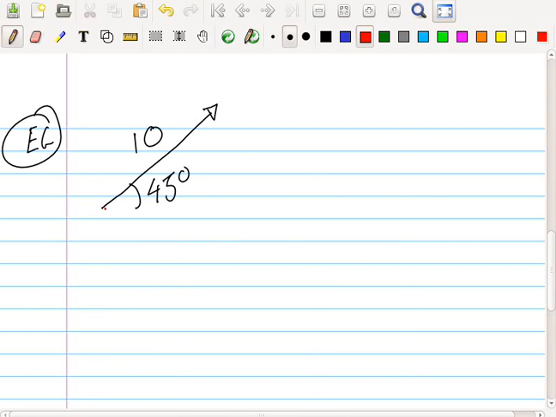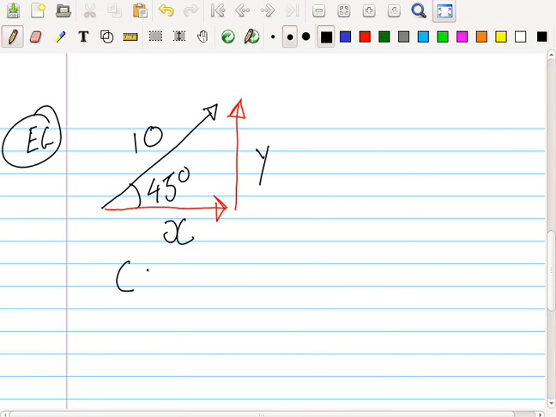So for example, here's my vector here, and let's say its length is 10, and let's say the angle here is 45. And I want to find the I part, and I want to find the J part. Now you can use basic middle school trigonometry here. You all know trigonometry? So you call this part X and this part Y.